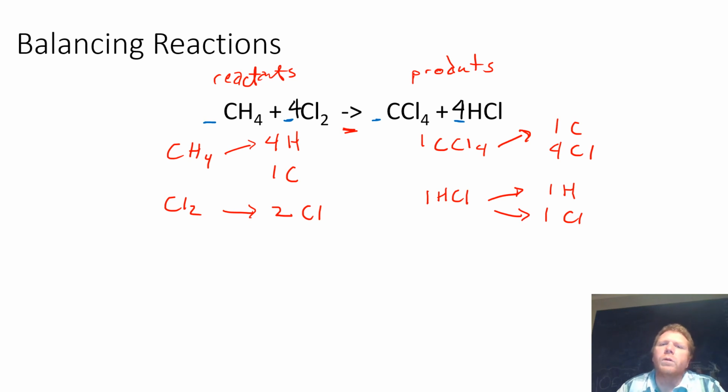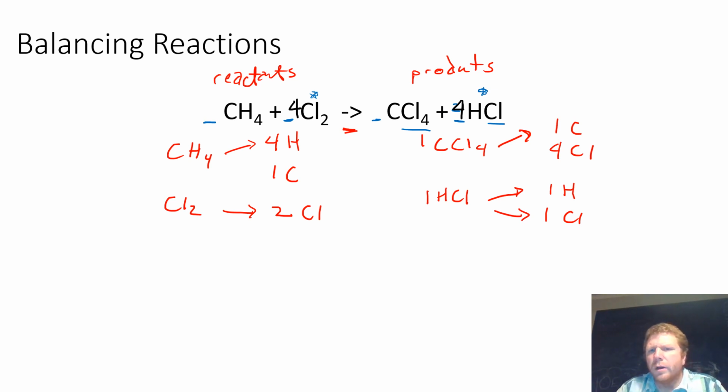Now, whenever I see that Cl, what I'm thinking is I want to change my coefficient here, and I want to change my coefficient here. And I'm going to do something that's a little bit tricky. I've got a total of 4 Cl's, a fifth Cl, so that would give me an odd number of Cl's on the product side and an even number on the reactant side. So I want to just go ahead and put a 2 in front of that HCl.